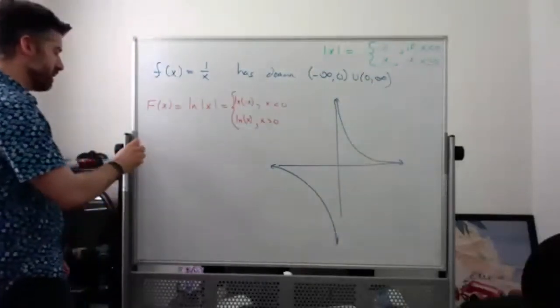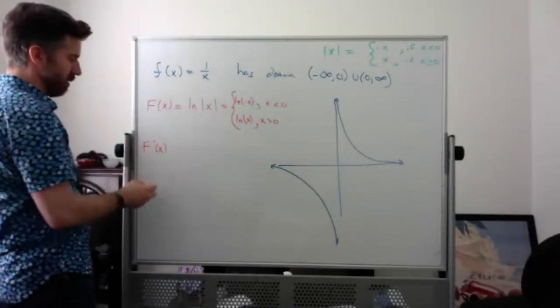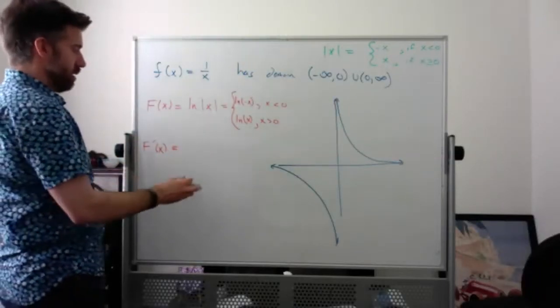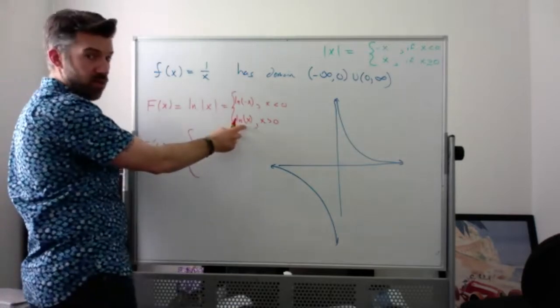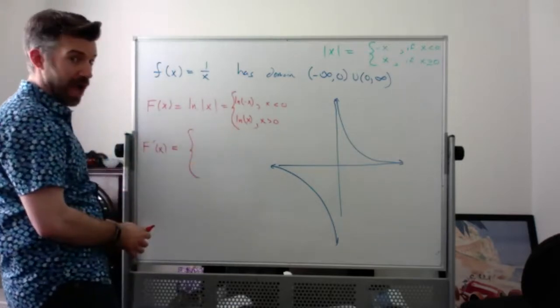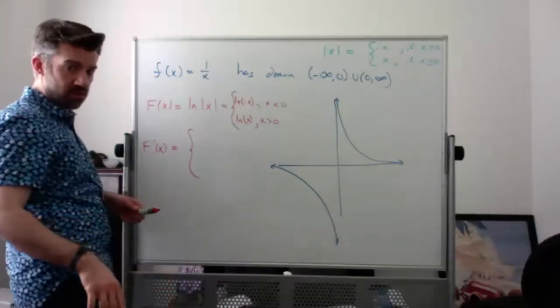All right, and now we're just going to differentiate. So capital F prime of x. Well, we're going to do it piecewise. The derivative of the natural log of x is what? Anybody? You can type it.